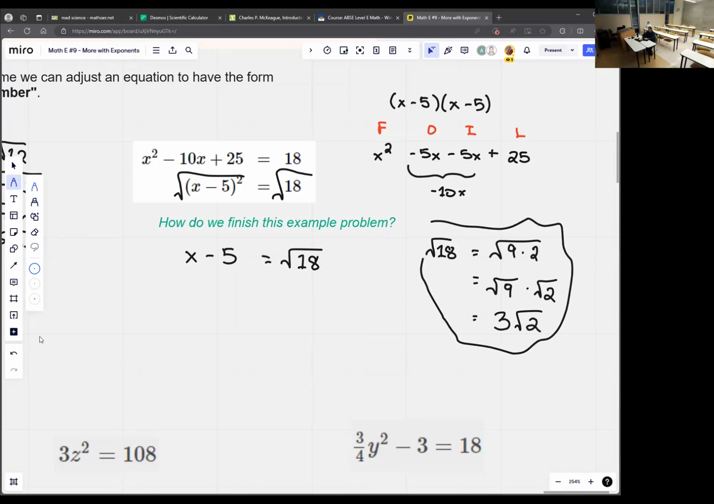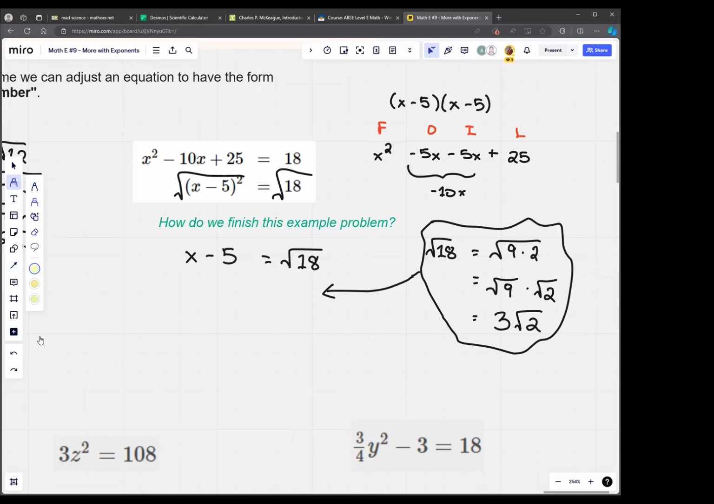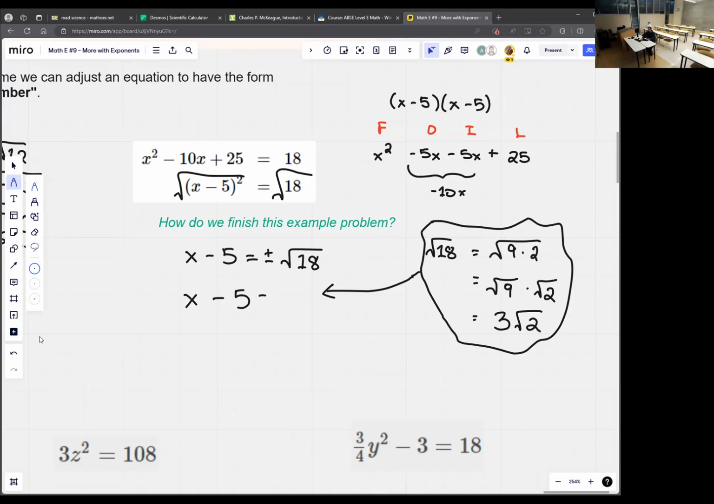So all of that. Whoops, and I made a mistake over here. What did I forget? Plus or minus? My plus or minus, yeah. Because it's been years since I've done lots of these. Okay. And then at the end, you want x by itself, so let's add 5 to both sides. So we have 5 plus 3 root 2s and 5 minus 3 root 2s as 2 answers.